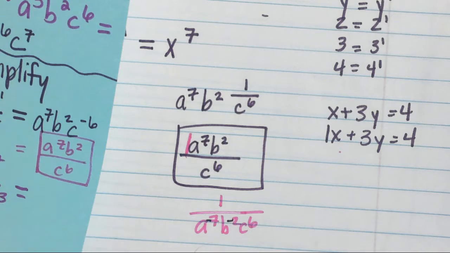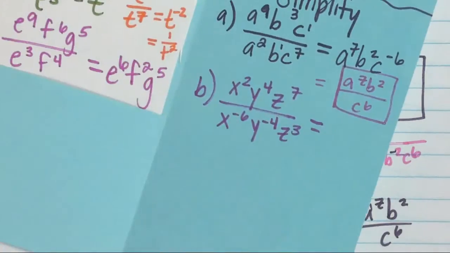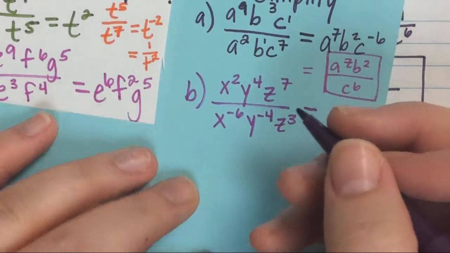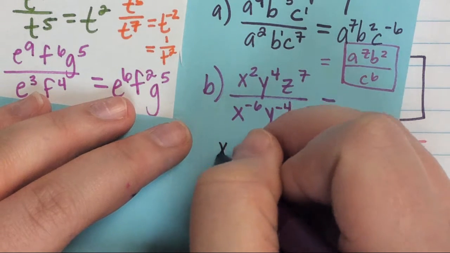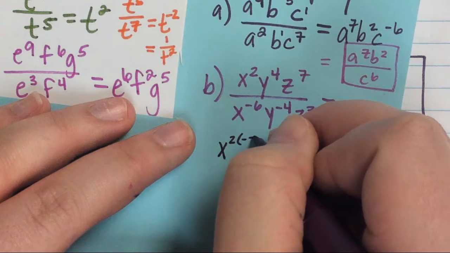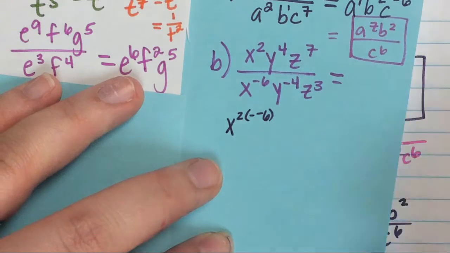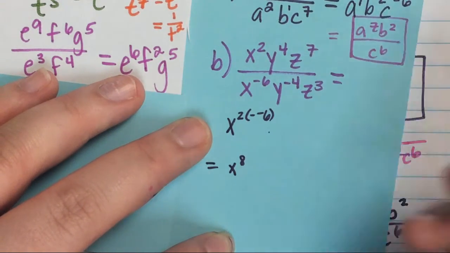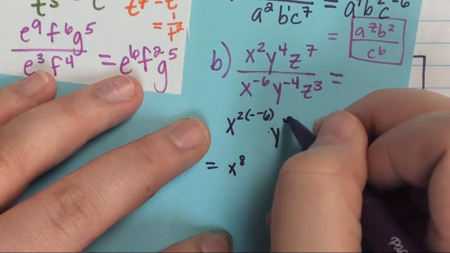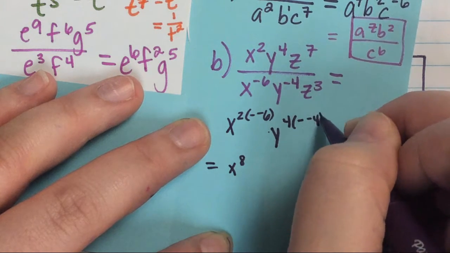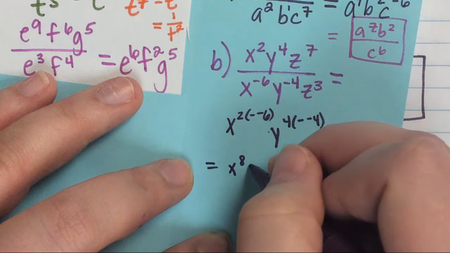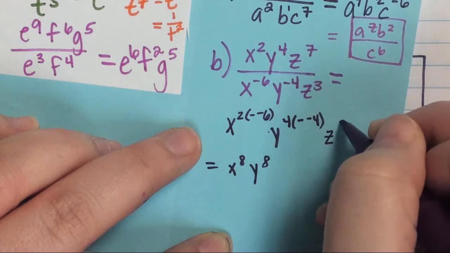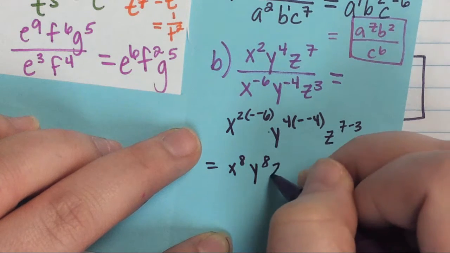Okay, and then our second homework problem from last night was a bit of a doozy. So I'm going to actually write it all out. So you did 2 minus -6, so you ended up doing 2 plus 6, which is x to the 8th. You did 4 minus a -4, which ended up being plus 4, so y to the 8th. And then z to the 7 minus 3, hey, that one's easy, which is z to the 4th.